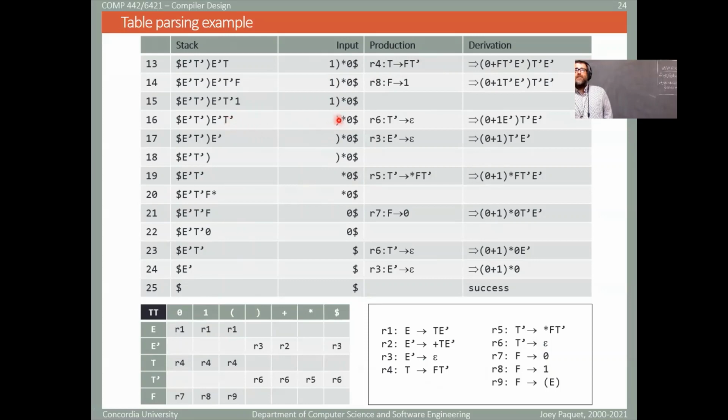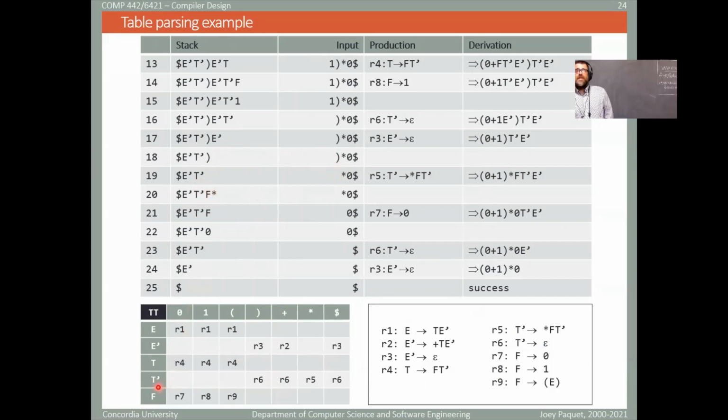Then I have T prime close parenthesis, rule number 6. T prime is epsilon. T prime is popped, replaced by nothing. E prime close parenthesis, rule number 3. E prime is epsilon. Pop the E prime, replace it by nothing. Close parenthesis, that's a match. Pop the close parenthesis, go to the next token.